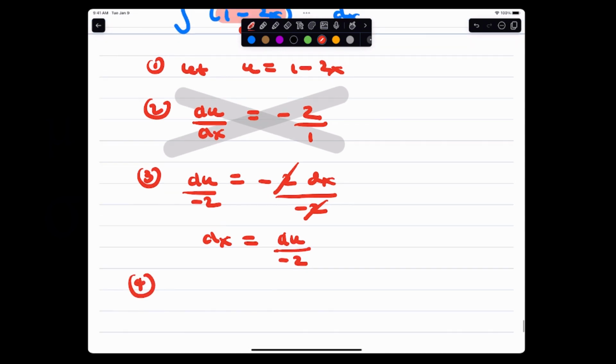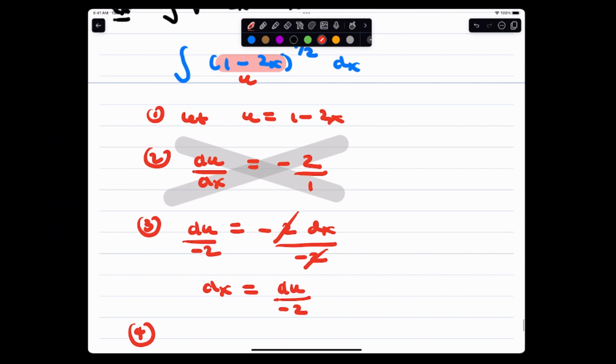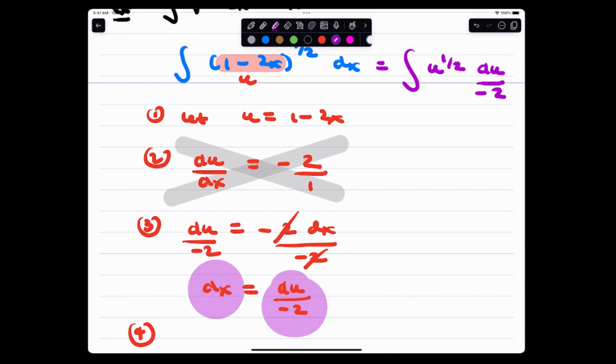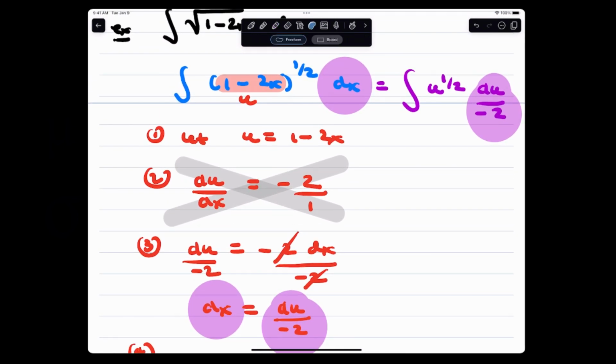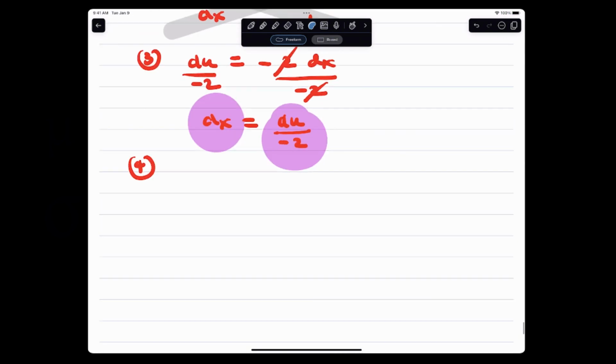You know what your fourth step is? What do you do now? You just substitute. What does this integral become? u to the 1/2 du over negative 2. Okay, is that right? Because you have dx, and that's du over negative 2. Here's that dx. Okay, you guys see my point? Isn't this now a nice, easier integral to perform? Isn't that easier?